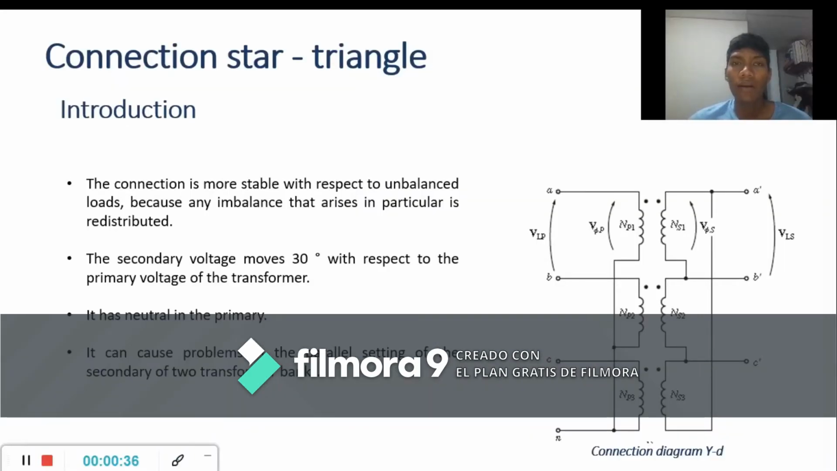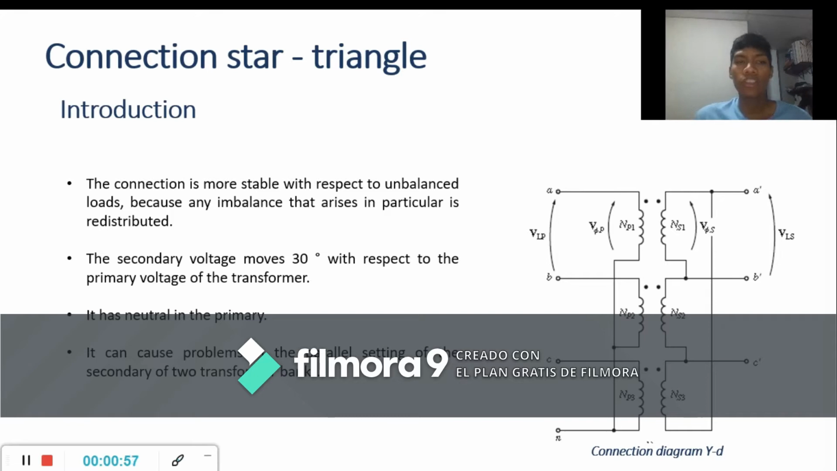Hi, my name is Brian Contreras. I'm going to talk about the star-triangle connection. As we can see in the image, we have three single-phase transformers. The primary is connected in star and the secondary is connected in triangle.